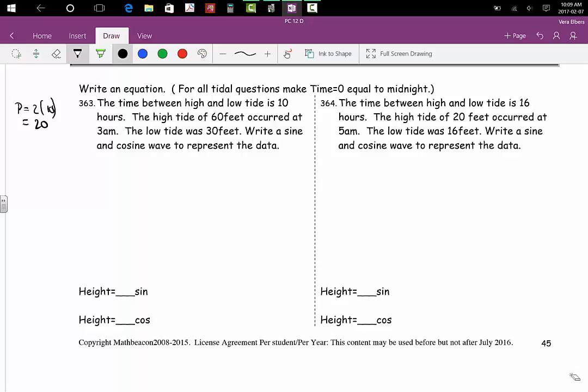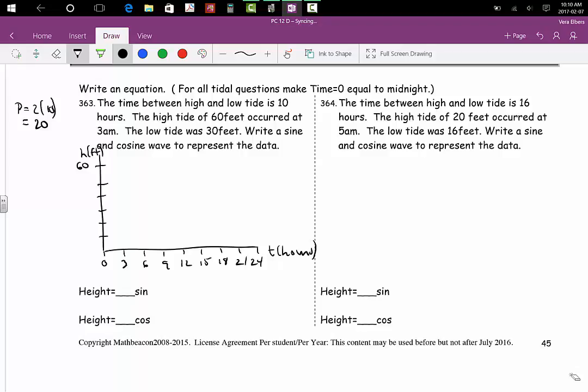Okay, and let's start graphing then. So our y-axis once again is still the height, this time in feet. Our x-axis is still time and in hours. We're going to do a full 24 hours, so from 0 to 24, split up our graph into increments of 3. Okay, we have a high tide of 60, so our y-axis will go up by 10, so 10, 20, 30, 40, 50, 60.